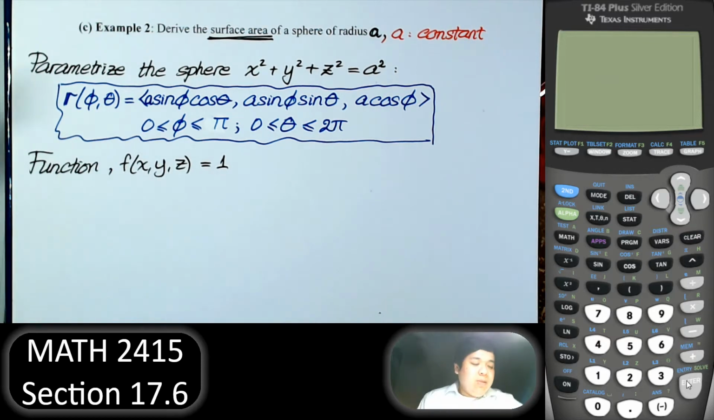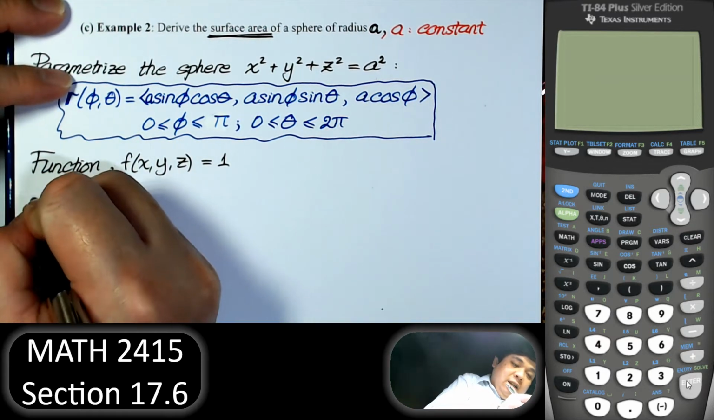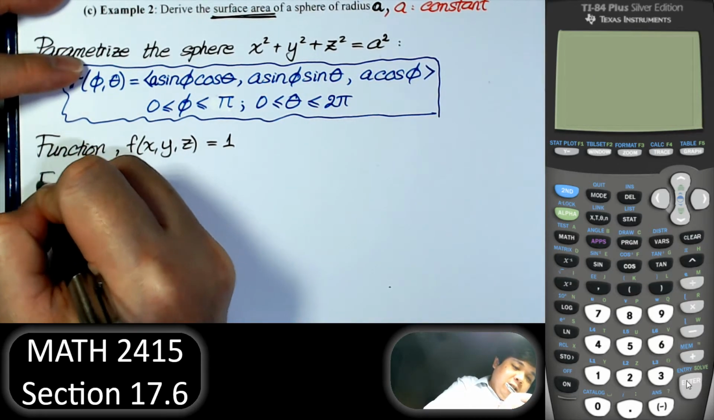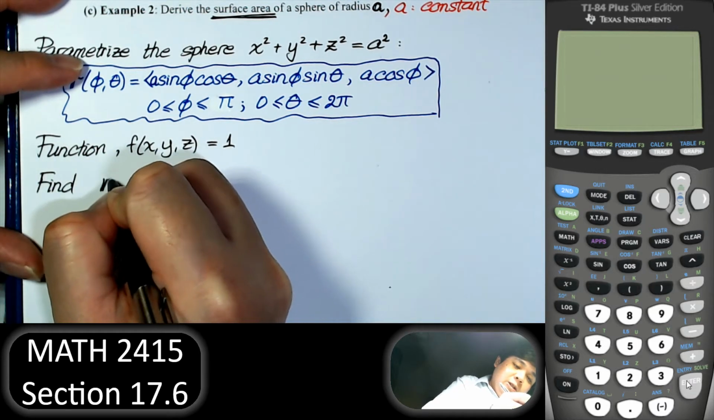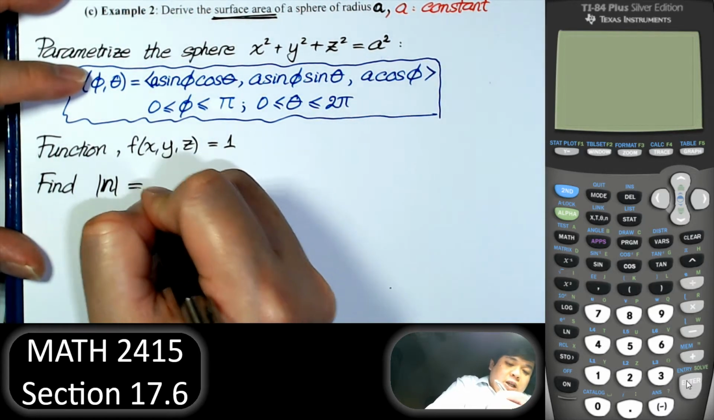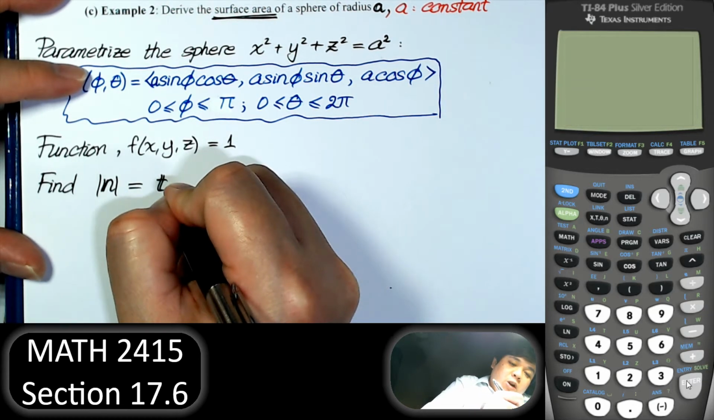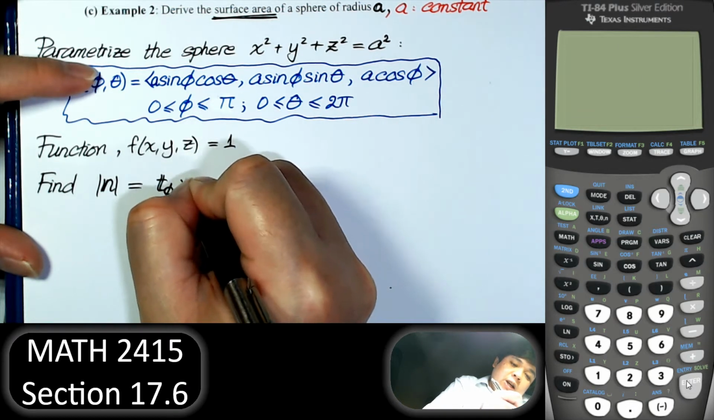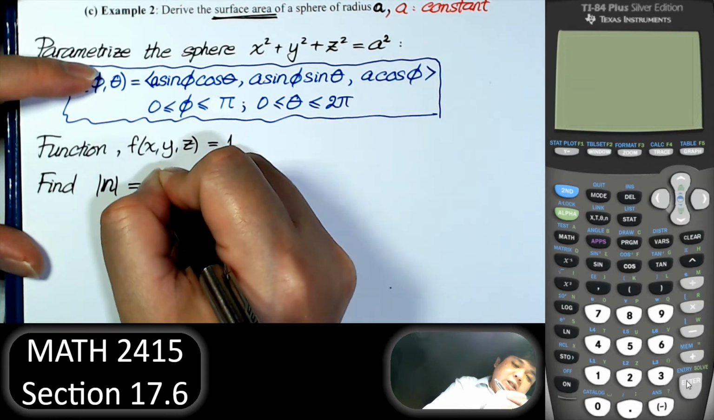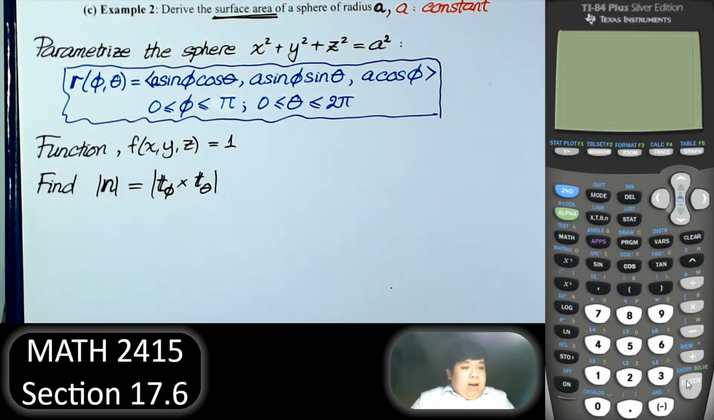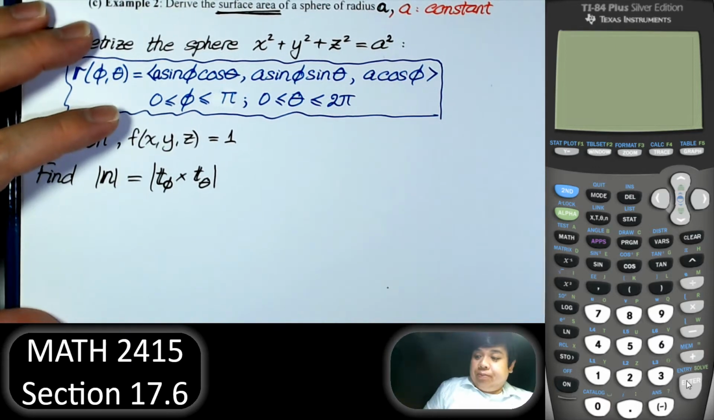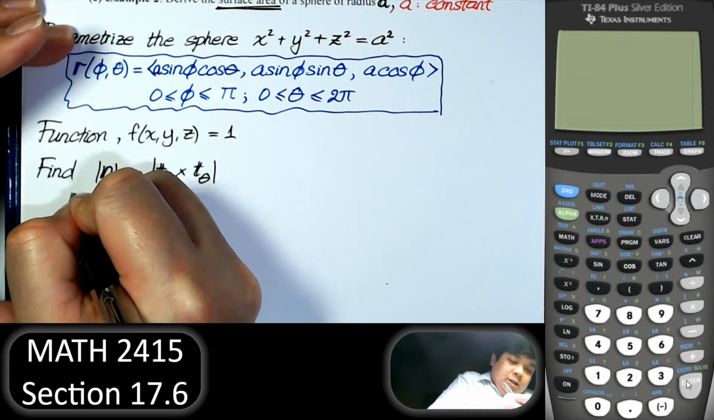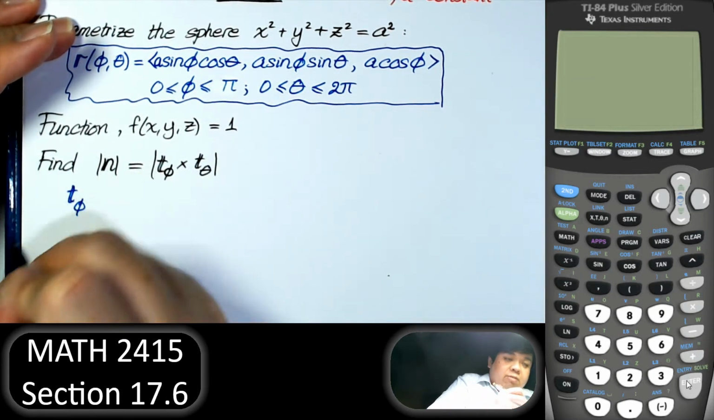So this one. Next, compute the normal vector, which is equal to the cross product of, using 2 variables here, t phi cross t theta. Now there's a reason I leave the whole page here. So first, derivative of r. So the tangent vector in direction of phi.